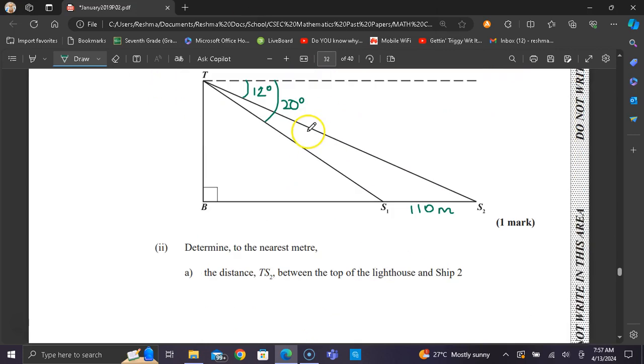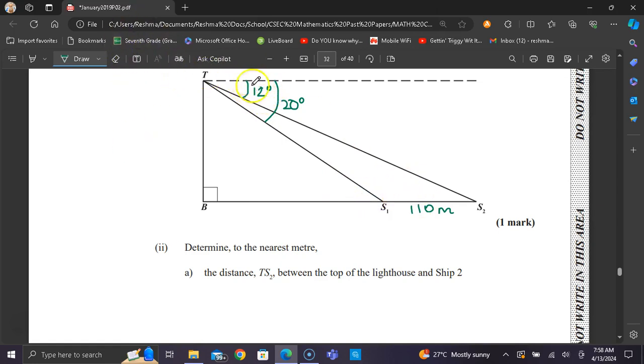So part 2, we have to determine to the nearest meter the distance TS2 between the top of the lighthouse and ship 2. So this distance, which is the hypotenuse of this right angle triangle here, TS2 is the distance we need to find. However, the only distance we have is this side S1, S2 in this triangle. Let's see if we can develop a relationship between the angles of depression and the angles of elevation from each ship to the top of the lighthouse.